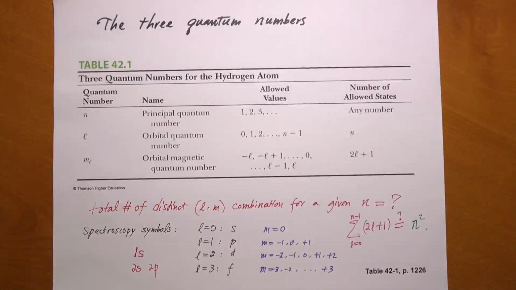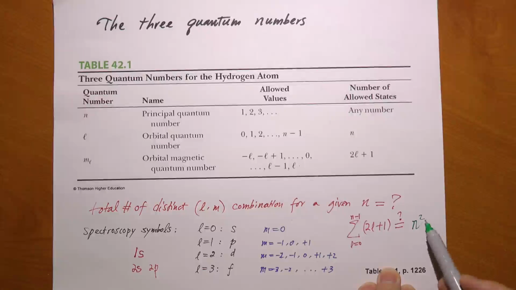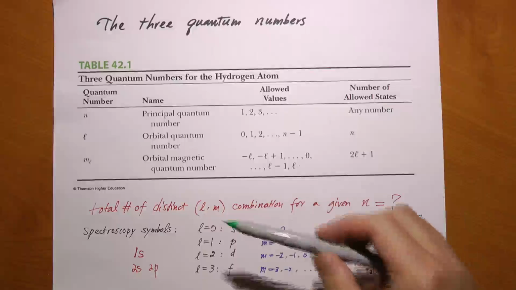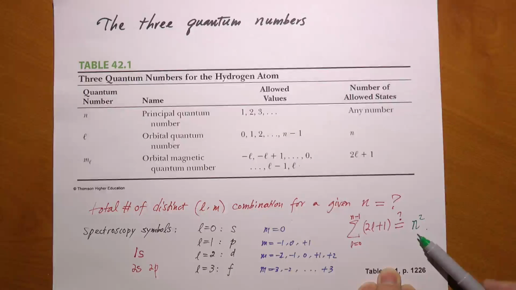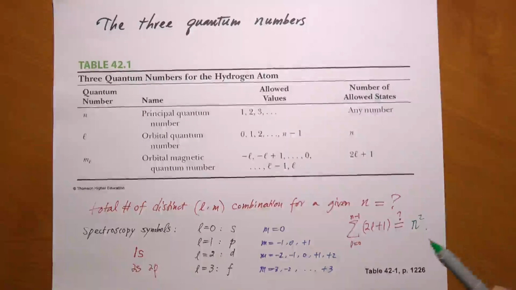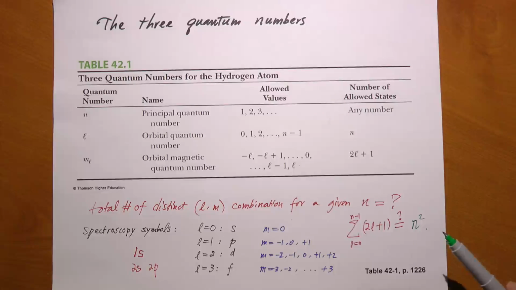There is only one state, which is 1s. That's it. For n equal to 2, n squared equals 4. And there are four distinct combinations of l and m which will satisfy n equal to 2. And which are these four distinct states?